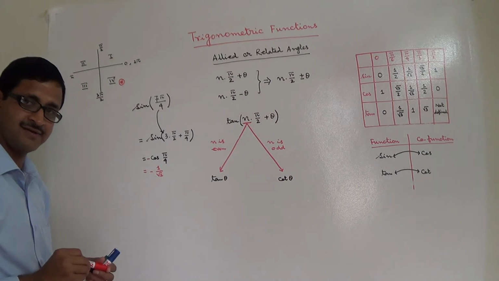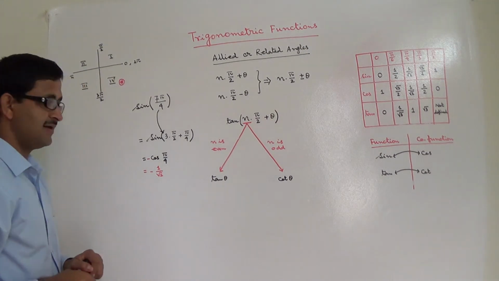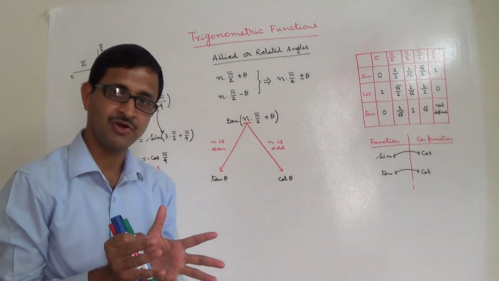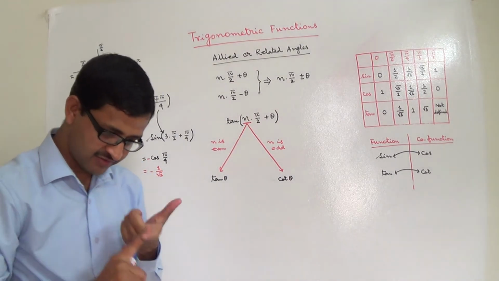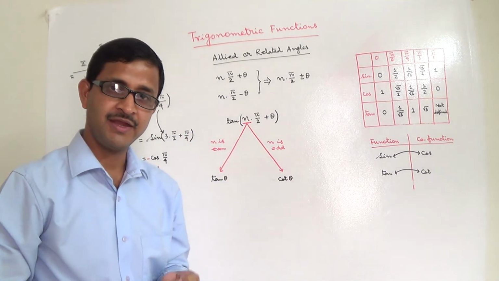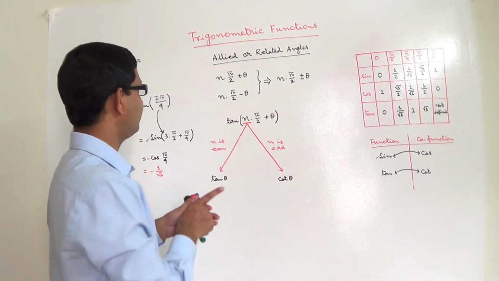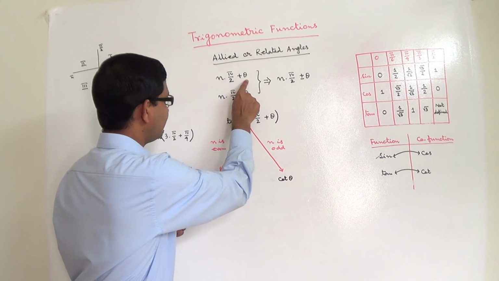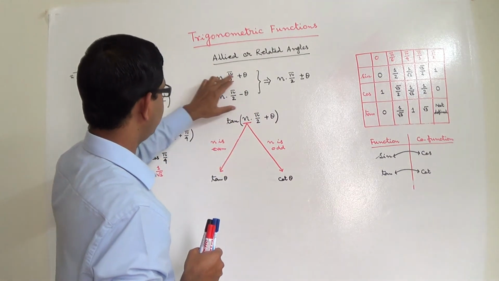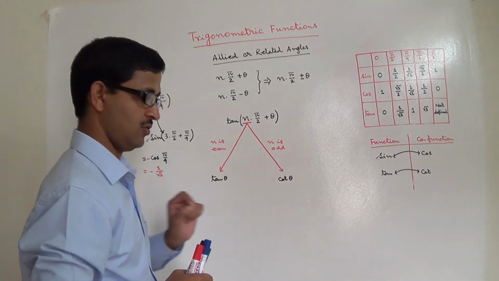Correct? Alright. So again let us recap quickly how to find the values of trigonometric functions of any angle. Our first step should be to divide that angle by pi by 2. And if you divide that angle by pi by 2, you can always express that angle in the form of n into pi by 2 plus theta or n into pi by 2 minus theta. Let's take the case of n into pi by 2 plus theta. Then we will see whether n is even or odd.